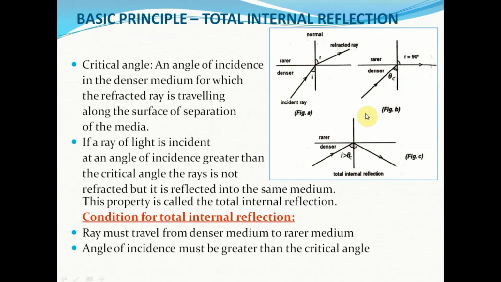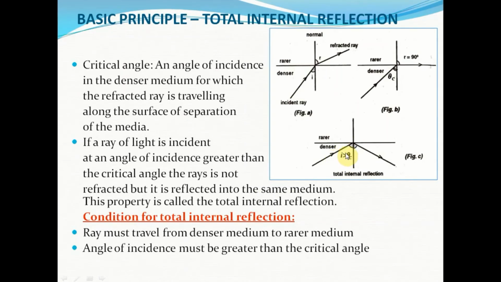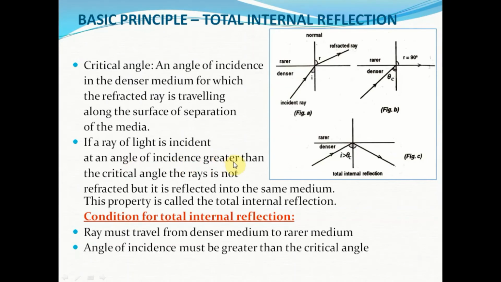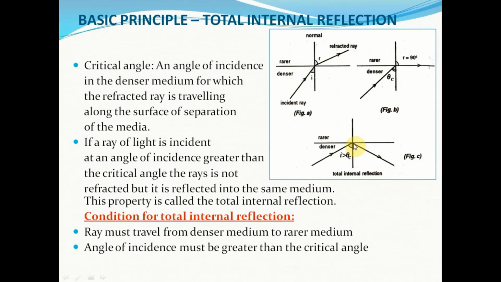Now we will go to the third figure. If the angle of incidence is greater than the critical angle, that means I greater than theta c, then you can see that this is the refracted ray. Now this ray will be reflected back to the same medium. This is the condition for total internal reflection. If a ray of light is incident at an angle of incidence greater than the critical angle, then the light ray will be reflected to the same medium. This phenomenon is called total internal reflection.